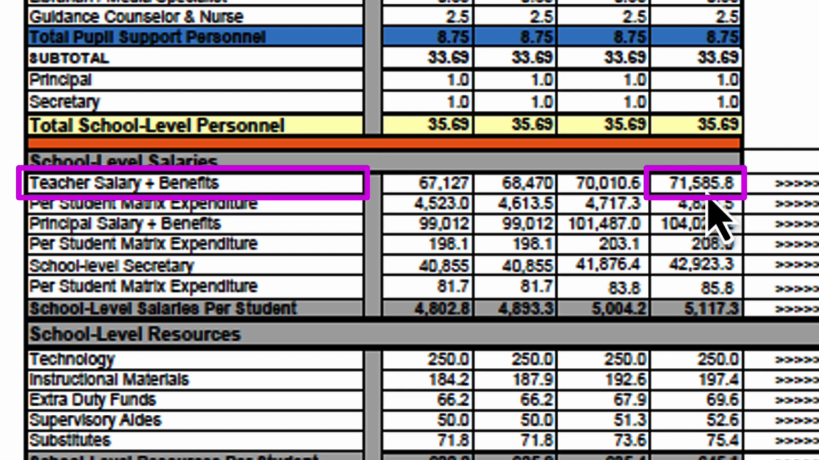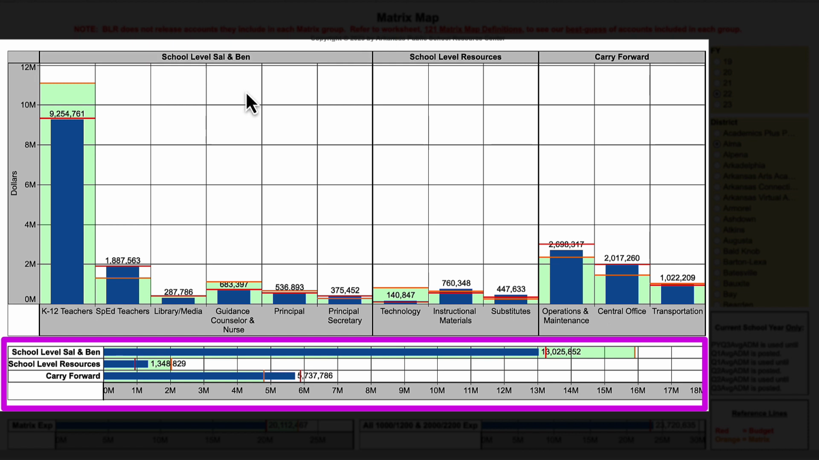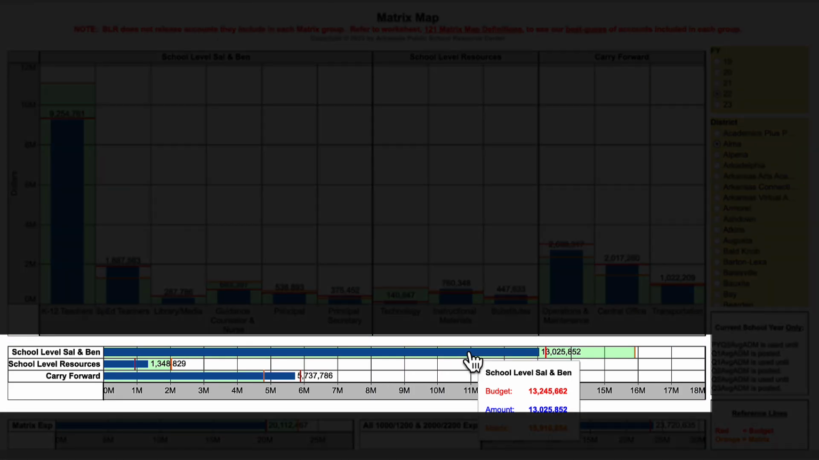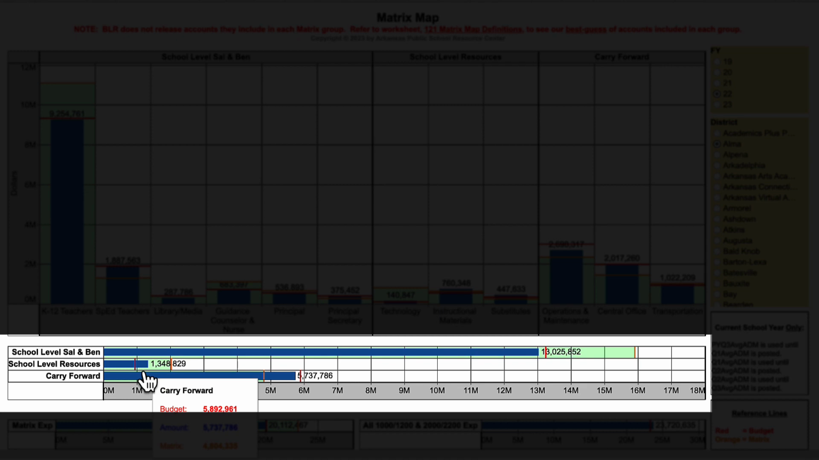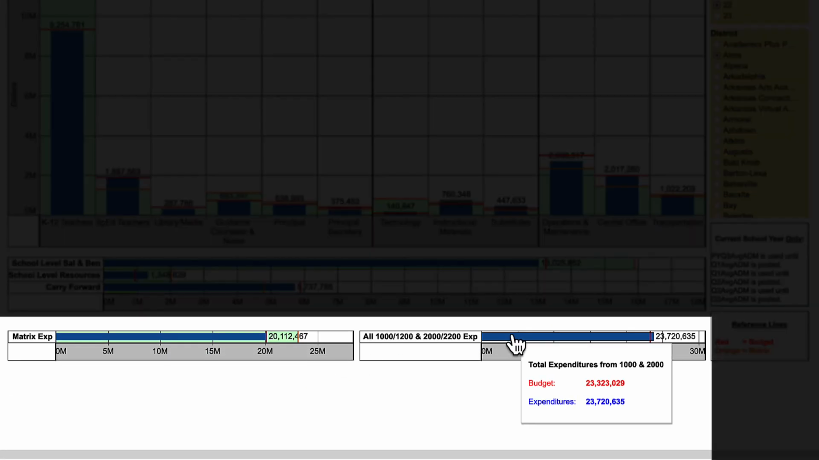That would assume all your teachers are maxed out on your salary schedule as we were familiar with it prior to the LEARNS Act. All of these different categories are sum totaled down here. So all the school level salary and benefits across here are sum totaled here. You can see how the school paired on all those expenditures put together. Same thing for school level resources and carry forward. And finally, down here, we put all those categories together.